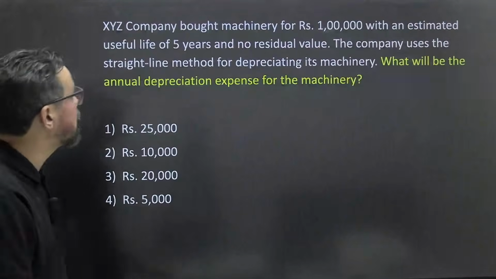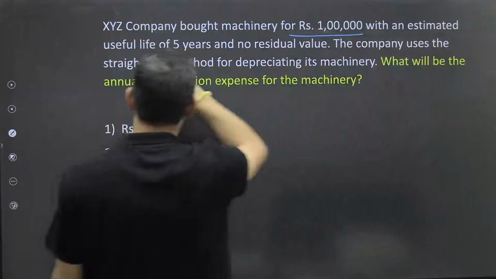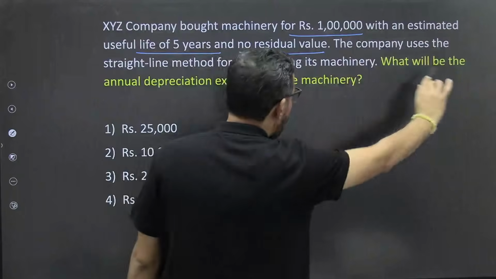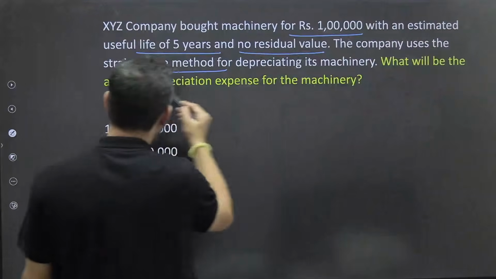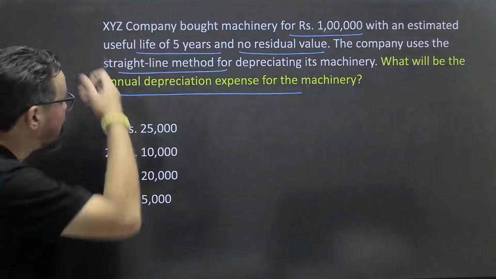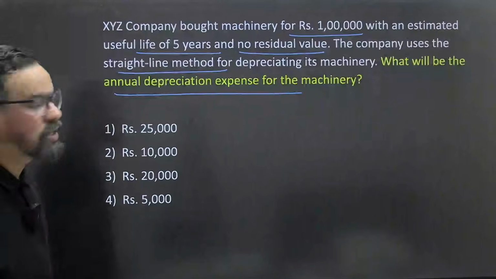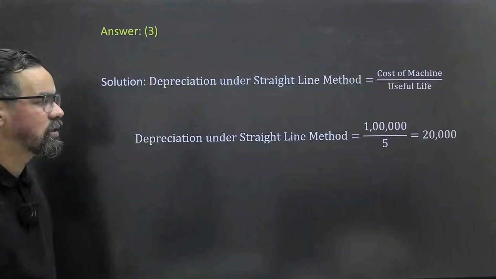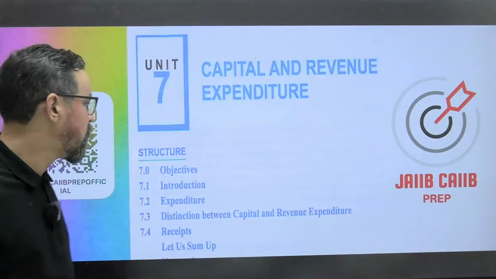The other question is, a company bought machinery of 1 lakh rupees with estimated useful life of 5 years, no residual value, no scrap value. The company used straight line method for depreciation. What will be the annual depreciation? A very simple question. So 1 lakh divided by how many years? It is 5. So it is 1 lakh divided by 5. That means 20,000. So option 3 will be the right answer. Very simple. Next one. So we will be practicing every question from this one.